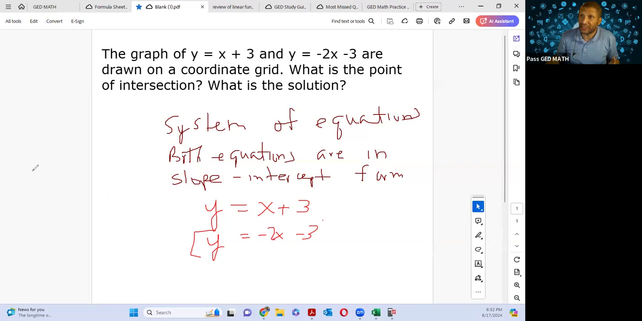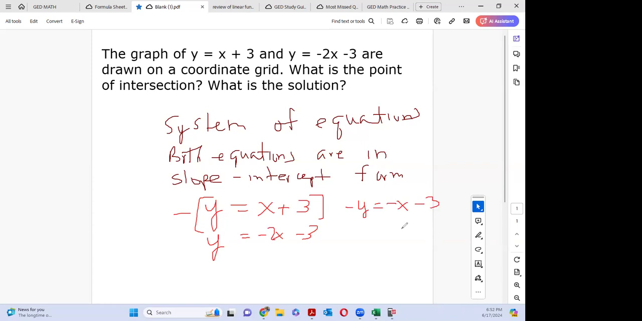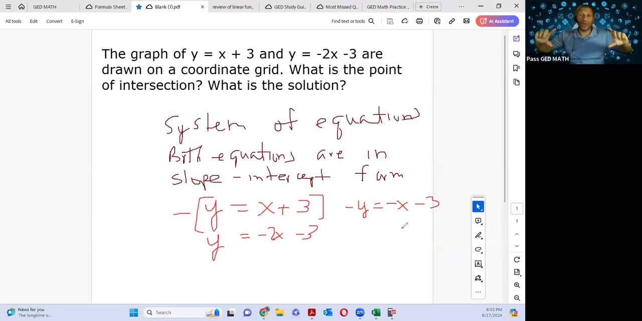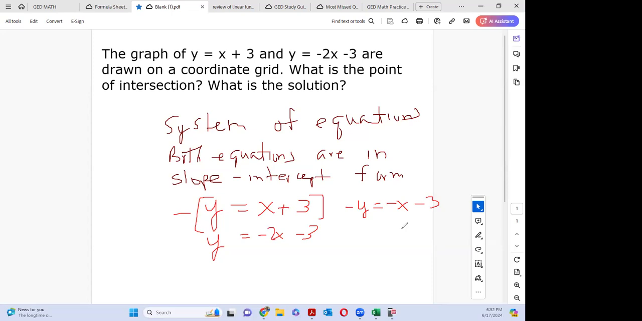What we're going to do to solve this problem, watch how easy it becomes. I'm going to multiply this equation by minus 1. When you multiply by minus 1, all that means is change the sign of everything in the bracket. So minus y equals minus x minus 3. Do you understand that? But why do you have to multiply it? Because we're trying to eliminate one of the variables, and the opposite of plus y is minus y.